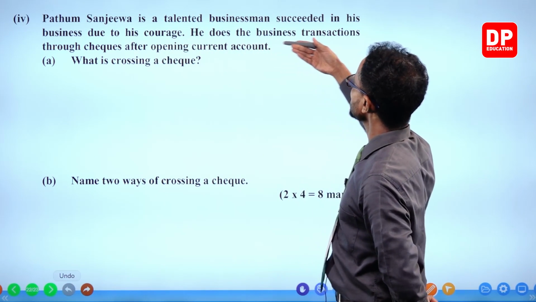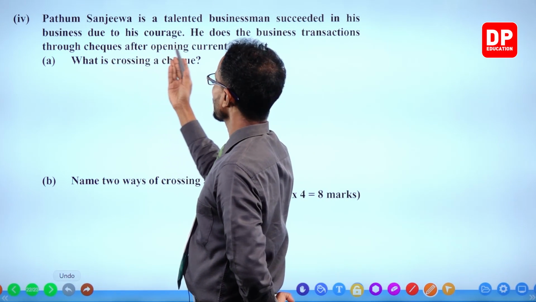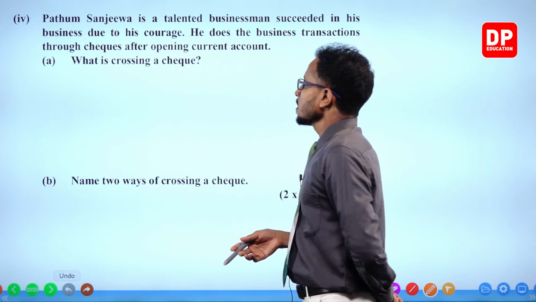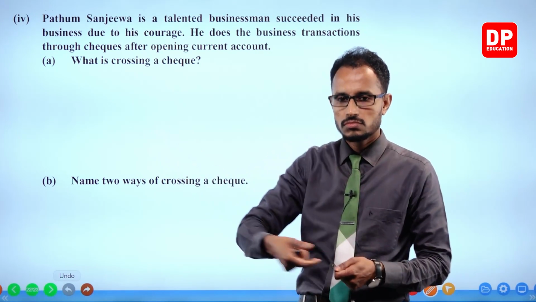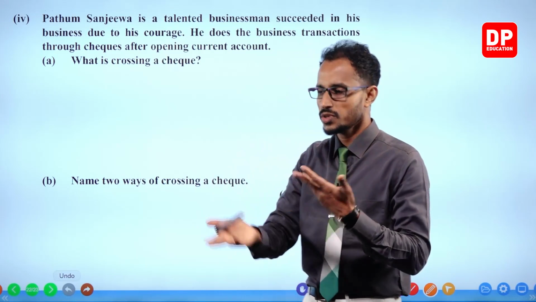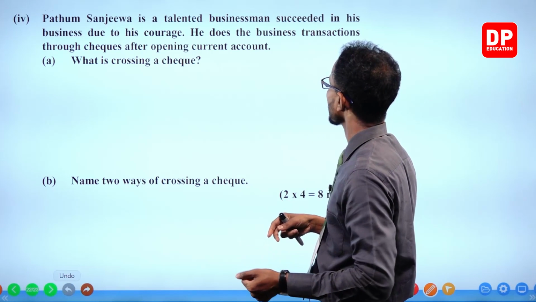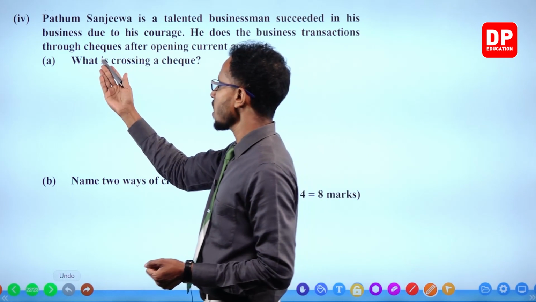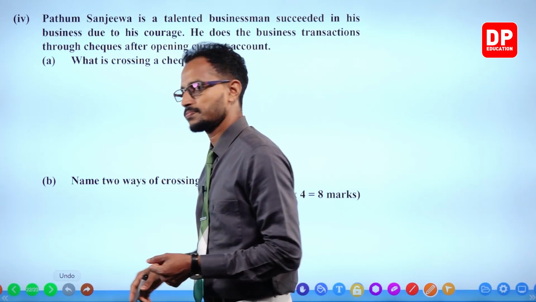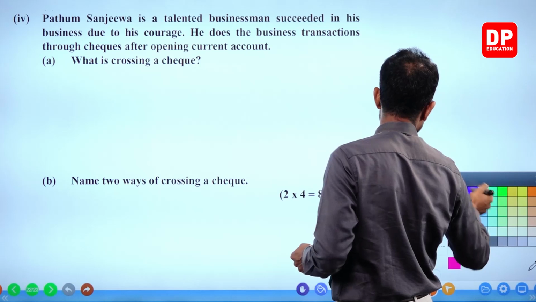He does the business transactions through checks after opening an account. Most of his transactions are like that: he's issuing checks and doing transactions using checks after opening a current account. The question is, what is crossing a check? Easy question. What is crossing a check?